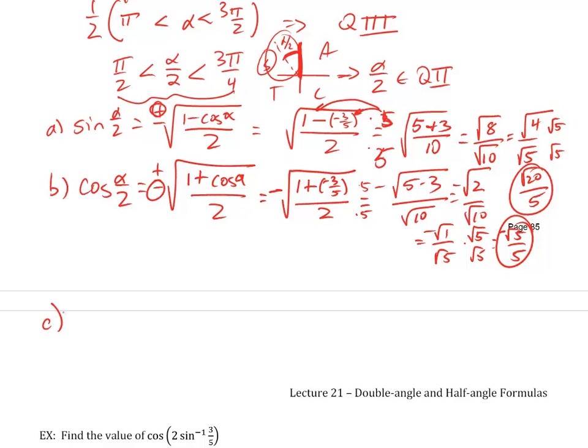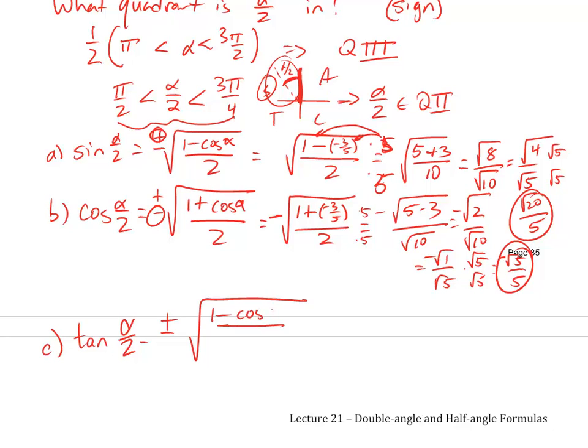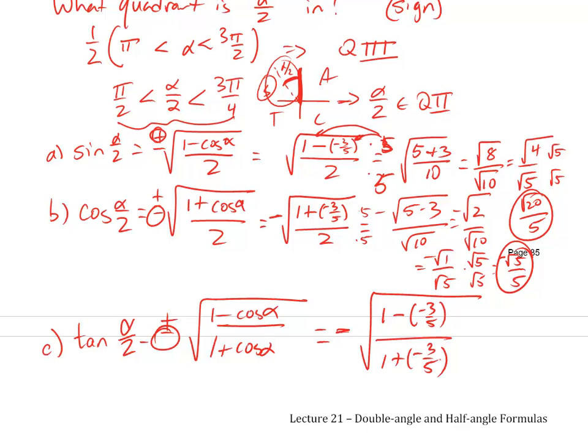C is tangent of alpha over 2, which we know is plus or minus the square root of 1 minus cosine of alpha over 1 plus cosine of alpha. This would give me, because again we're in the second quadrant, tangent is going to be negative. You're going to have a minus square root of 1 minus a negative 3/5 over 1 plus a negative 3/5.